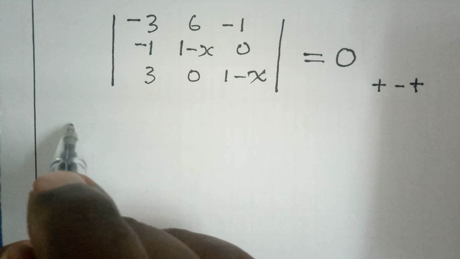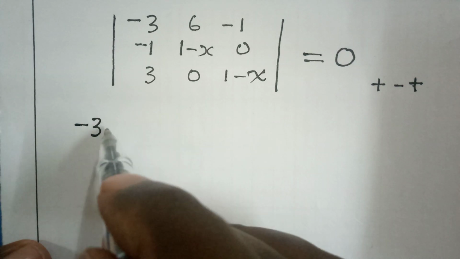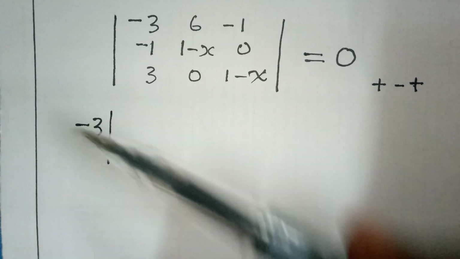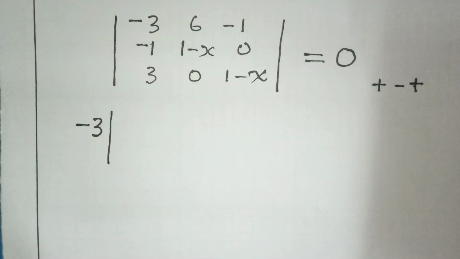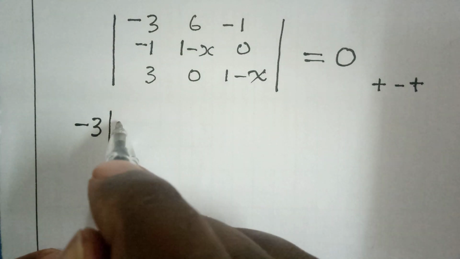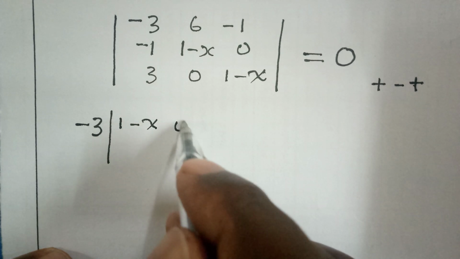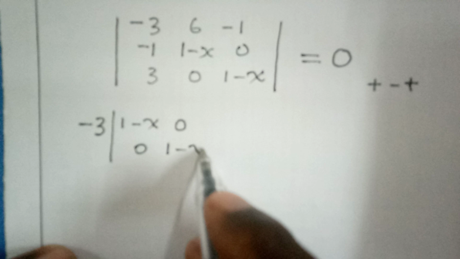And we come here and write -3. Now we look for the 2 by 2 matrix, whereby we cover this row and this column. The numbers that are remaining is what we write here. So here we have 1 minus x, we have 0, we have 0 there, we have 1 minus x.